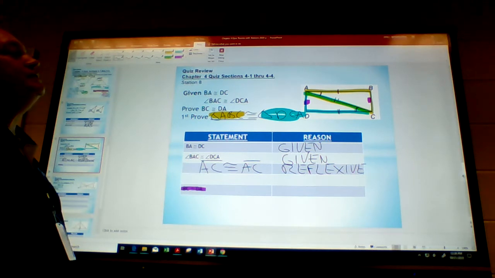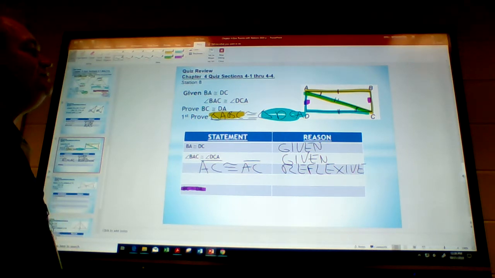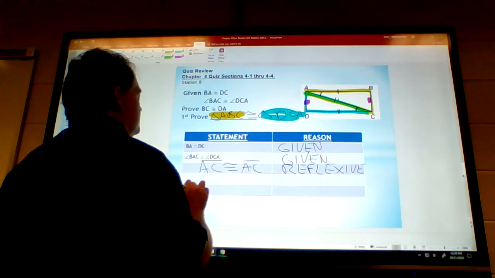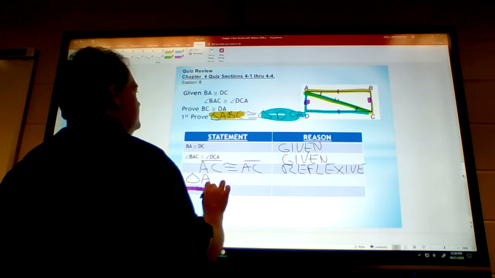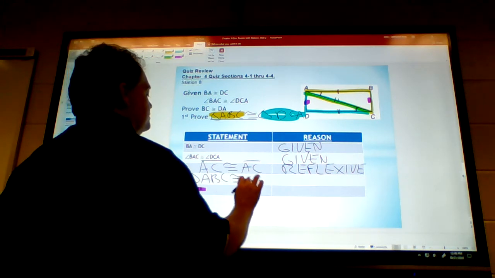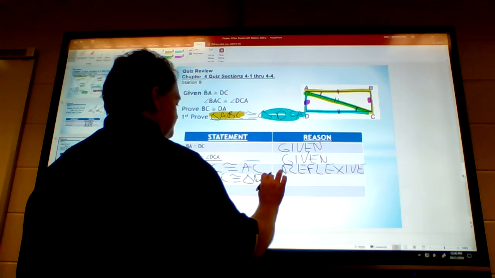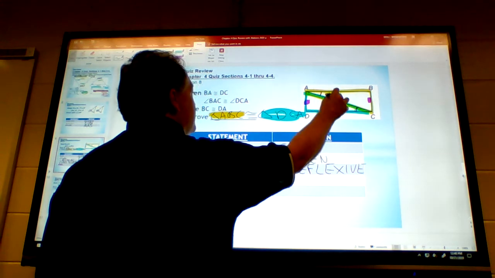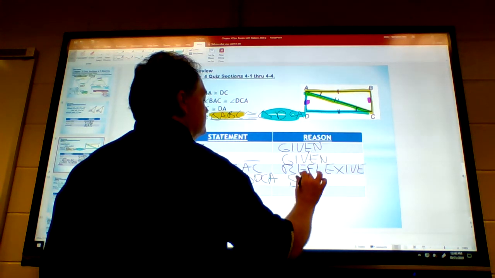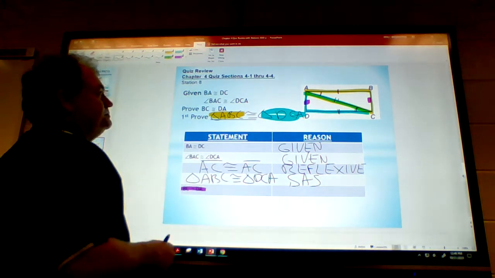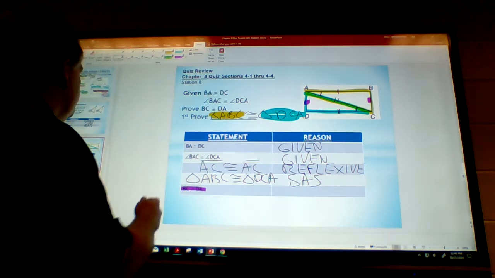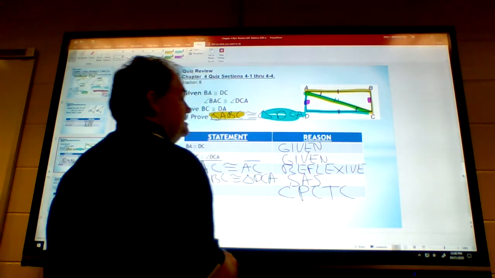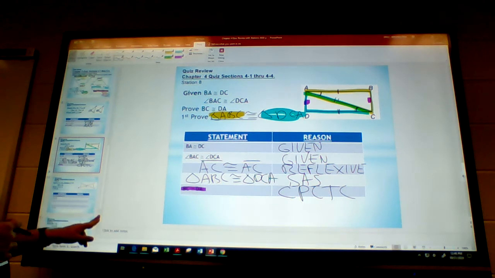Now, if you look at your information, you will see that we have enough to prove that the 2 triangles are congruent because of side, angle, side. So triangle ABC is congruent to triangle DCA by side, angle, side: 2 sides and the angle that they share. And then once you prove the triangles are congruent, you can prove the remaining parts are congruent by CPCTC. So CPCTC.